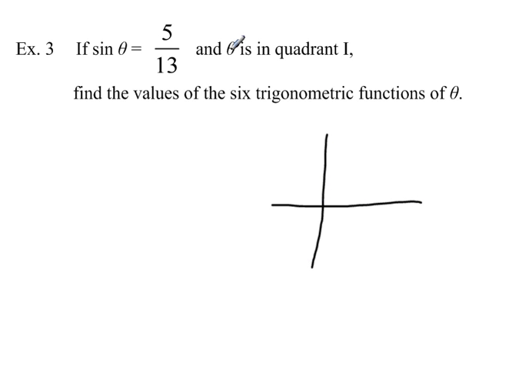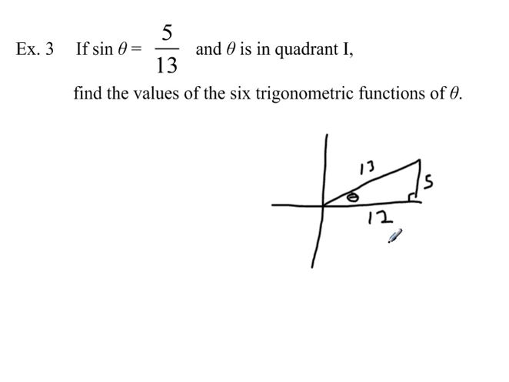And it's talking about theta's in quadrant 1, so I know it's going to be in this top right corner. So I'm going to draw a right triangle here. I'll put theta down here at the origin. And sine, we know SOHCAHTOA tells us sine is opposite over hypotenuse. And from those two, we can use the Pythagorean theorem to find this missing side.